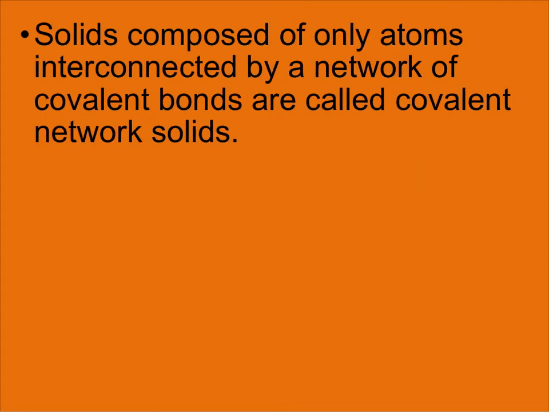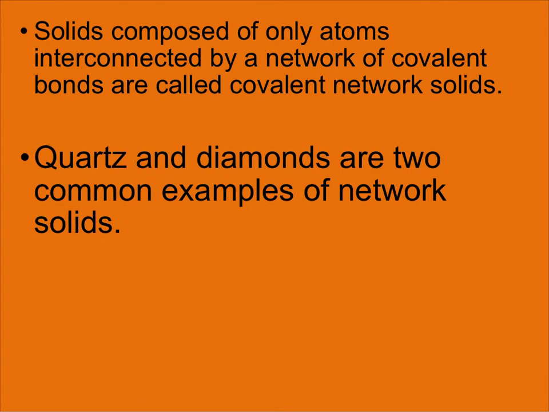Solids composed of only one atom are interconnected by a network of covalent bonds called the covalent network solid. Sorry, let's say that a little bit better. They are bonded together by what we call covalent network solids. Quartz and diamonds are two common examples of network solids.